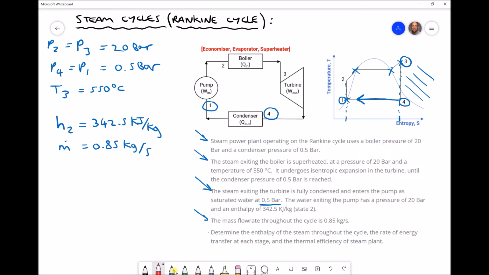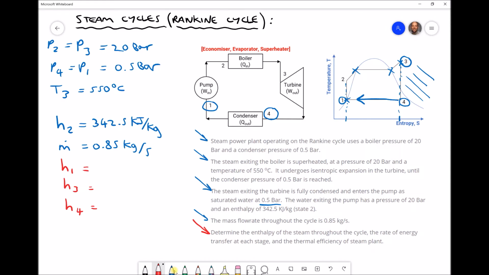And in the final sentence there, we're told what parameters we need to determine. So it says determine the enthalpy of the steam throughout the cycle. Well, we already know H2, but we need H1, we need H3, and we need H4. So we need to determine those enthalpies.